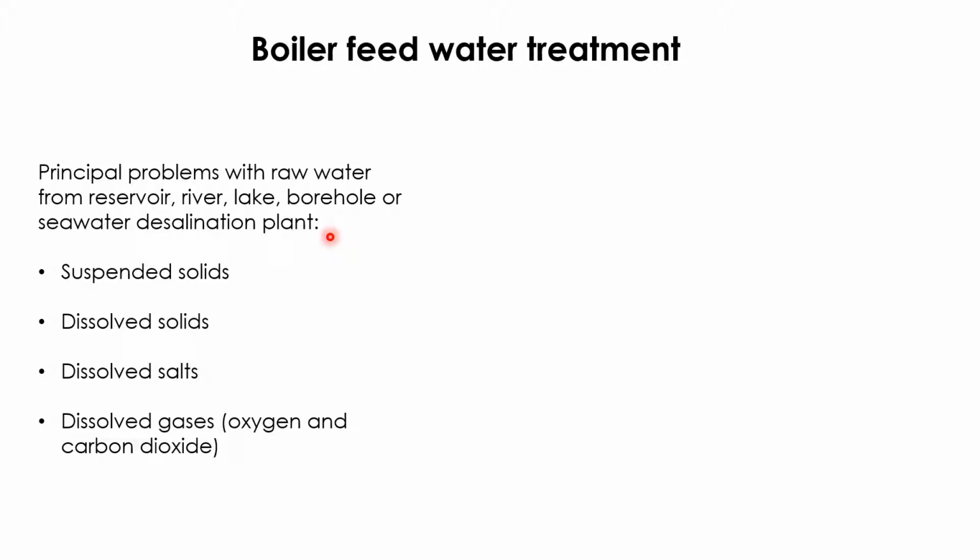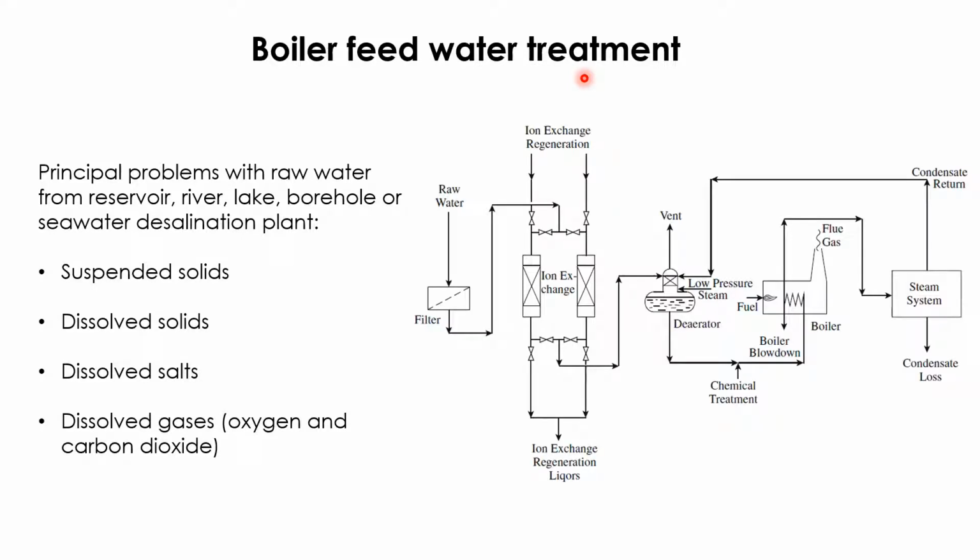Some of the contaminants include suspended solids. We can have dissolved solids, dissolved salts, and also dissolved gases. All of these contaminants we don't want in our boiler feed water. Therefore, we require the treatment of this raw water. So what are the typical treatment units for boiler water?